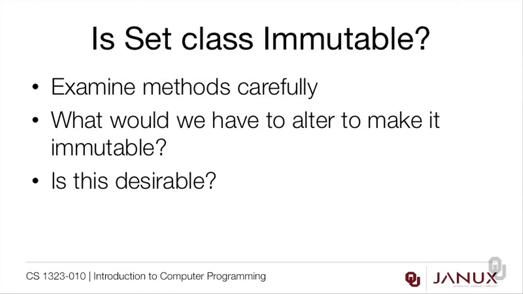Every time you create a new set, you're going to have to create a new object if it's immutable. So we might want to think about whether this is desirable. In this particular case, because the sets we're creating are relatively small, it's okay to create many of them. But on the other hand, we might really think carefully about whether this is desirable. But first, let's figure out whether the class is immutable as we've written it and whether we would be able to make it immutable. So we go back to the set class now.